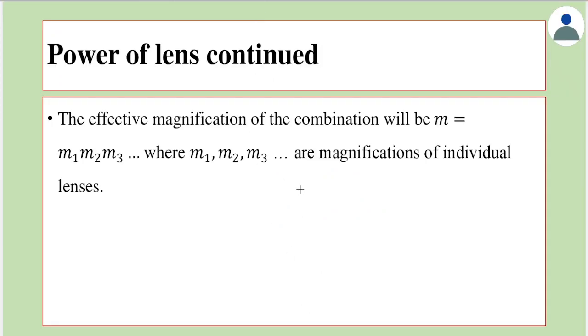Now magnification doesn't add up. That is, if you look at n lenses which have different magnifications, then the magnifications would multiply. This is very, very important. So it becomes m1 into m2 etc. If you have more than 2, just keep multiplying them. So the magnification multiplies. This is very important because this is the principle of the compound microscope. We will see it in later lectures, but for now understand this point.